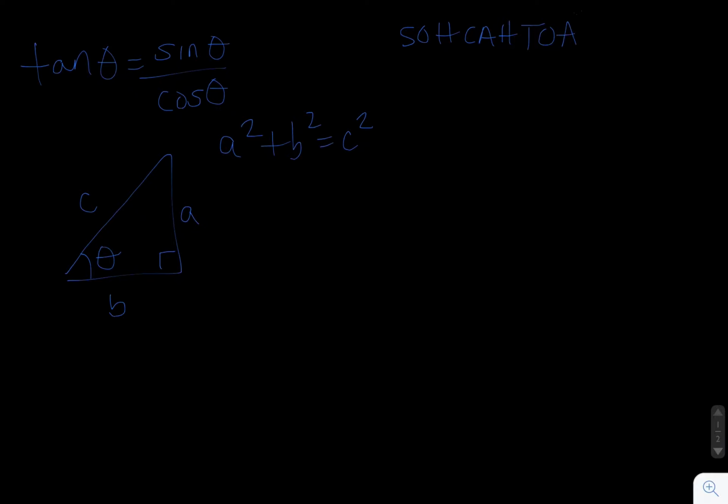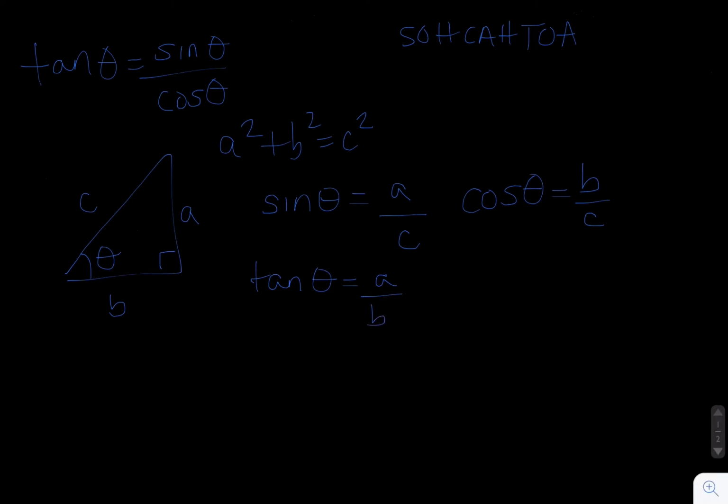What does that tell us? That tells us that the sine of theta is equal to opposite over hypotenuse. So if we're here at theta, opposite would be A, hypotenuse would be C. Okay, what's next? Cosine of theta would be adjacent over hypotenuse, so that would be B over C. And tangent of theta is opposite over adjacent, so that would be A over B.